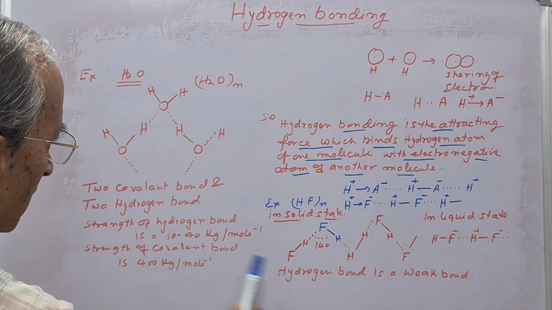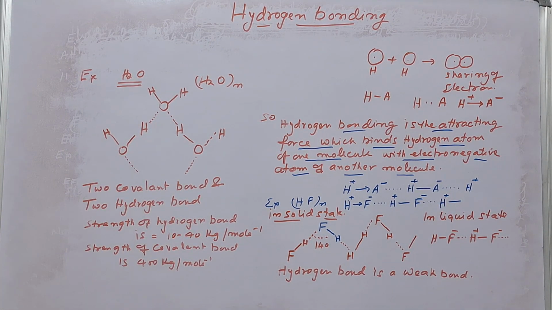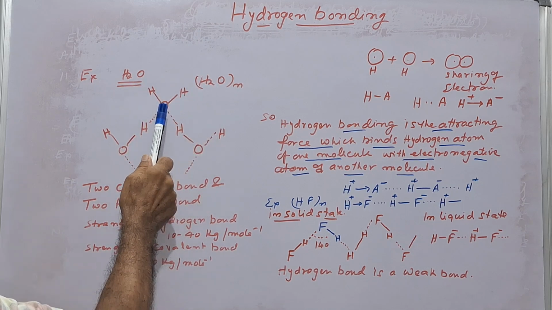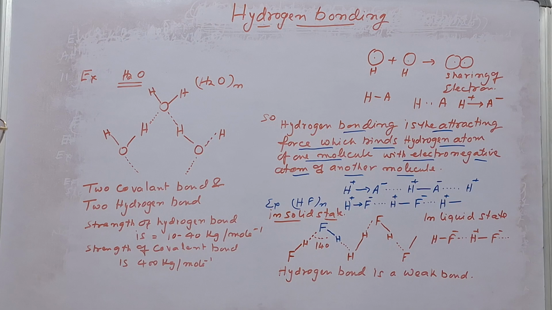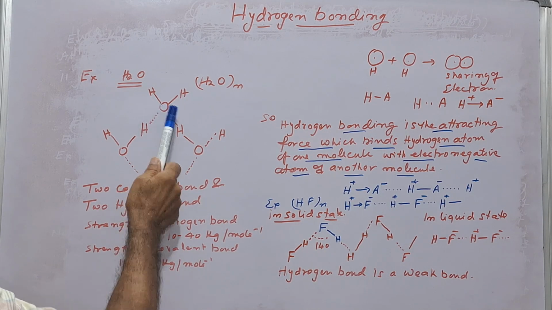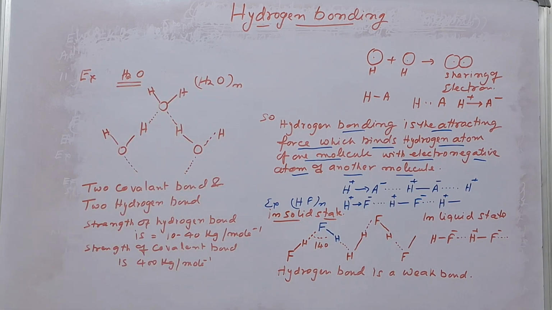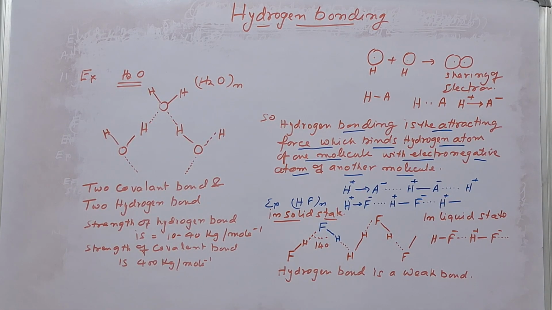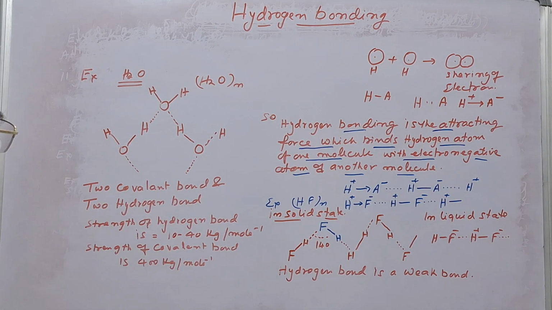Now we can take another example, water. In the case of water, the oxygen atom forms two covalent bonds with hydrogen, and as oxygen is more electronegative, it forms two hydrogen bonds with two hydrogen atoms. So we say that the water molecule forms a tetrahedral structure. So in this case, two covalent bonds and two hydrogen bonds.